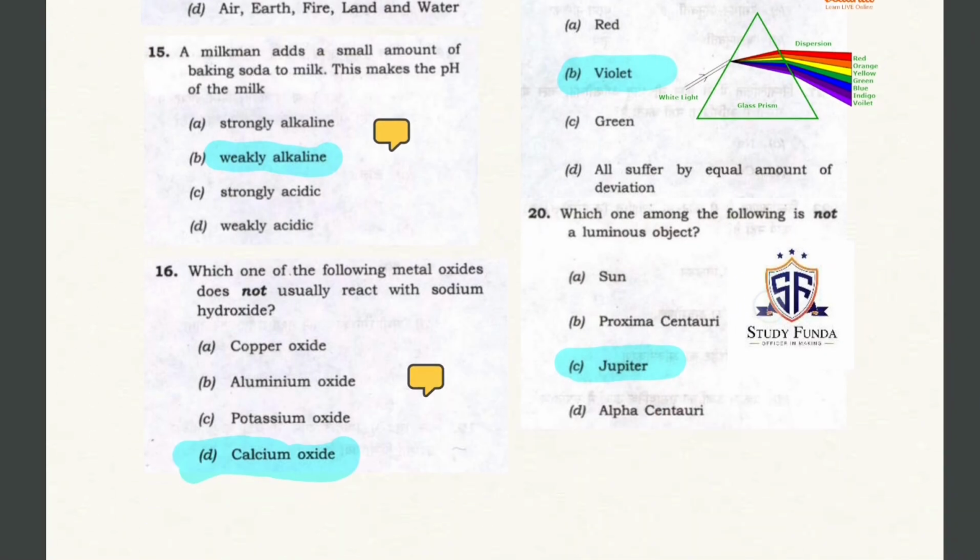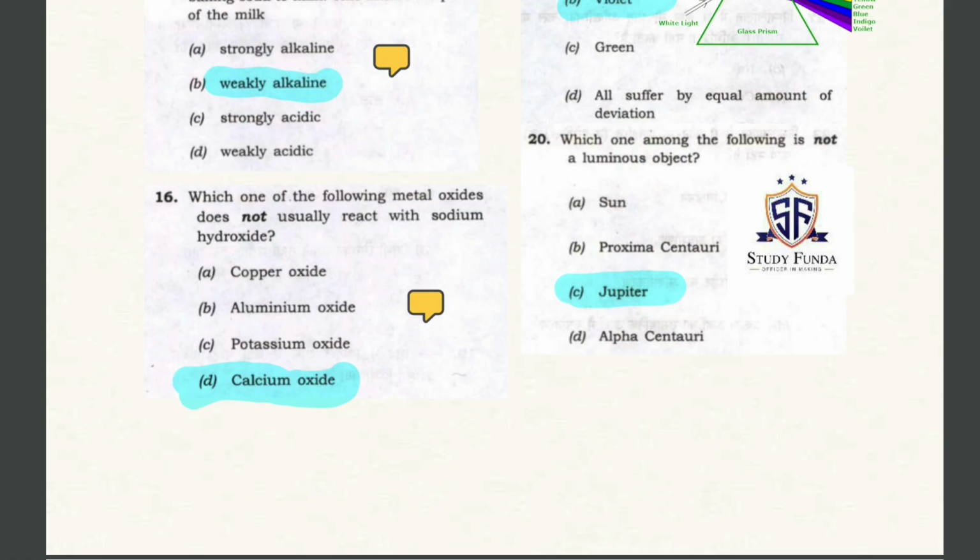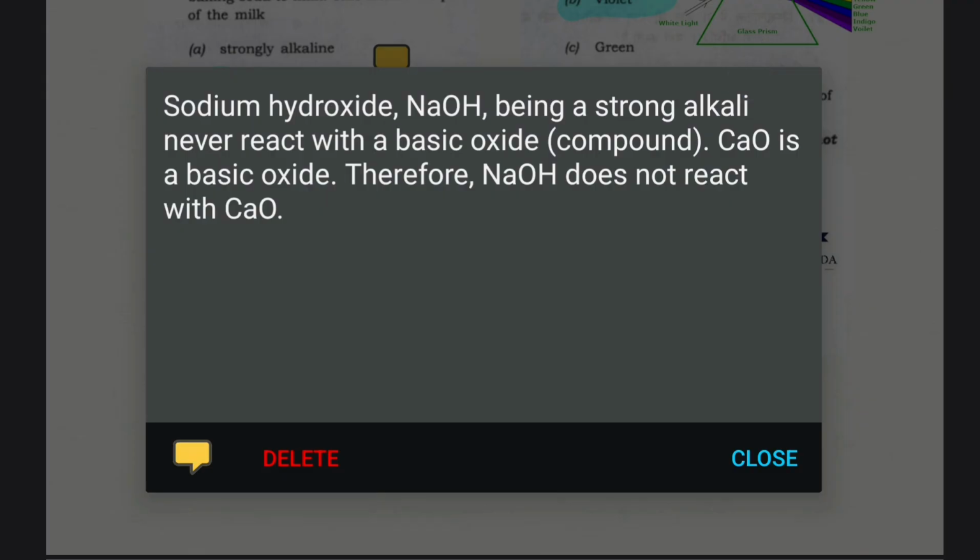Let's move on to the next question. Which one of the following metal oxides does not usually react with sodium hydroxide? The correct answer would be calcium oxide. Sodium hydroxide is a very strong alkali, and that's why it never reacts with a basic oxide. Calcium oxide is a basic oxide, that's why it does not react with sodium hydroxide.